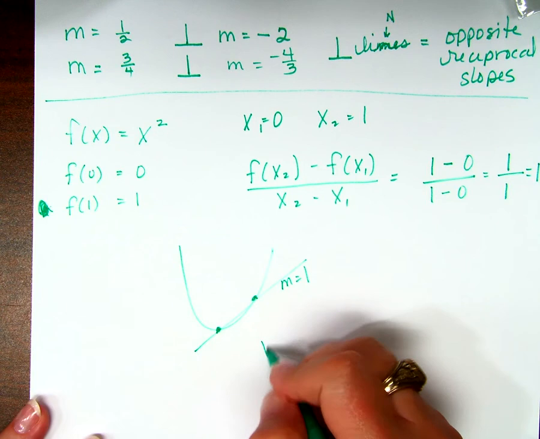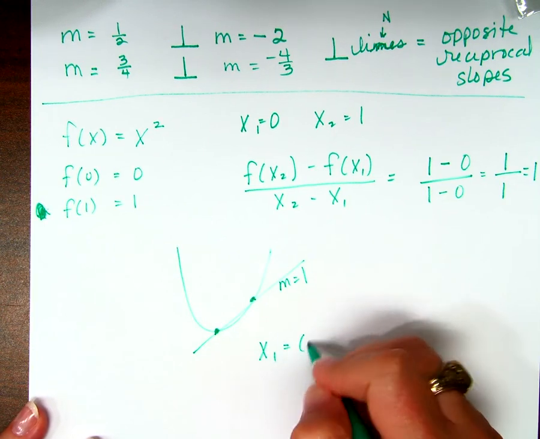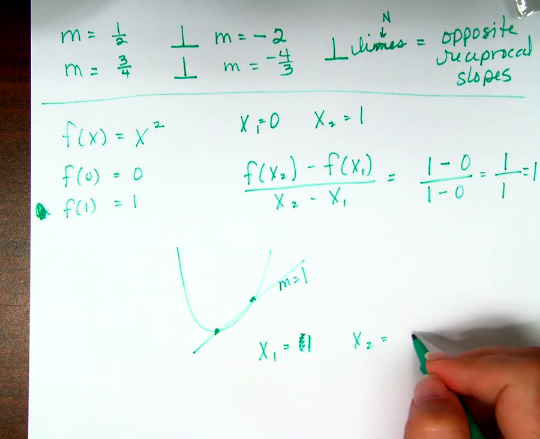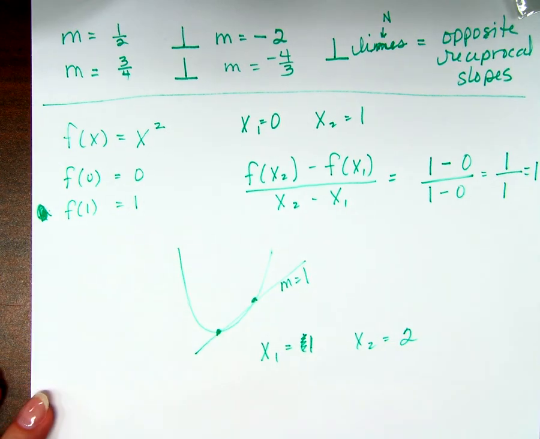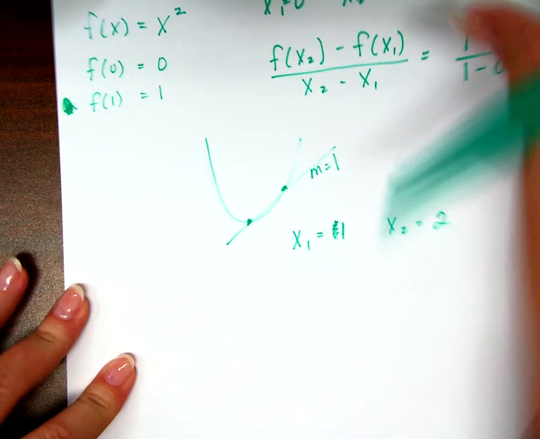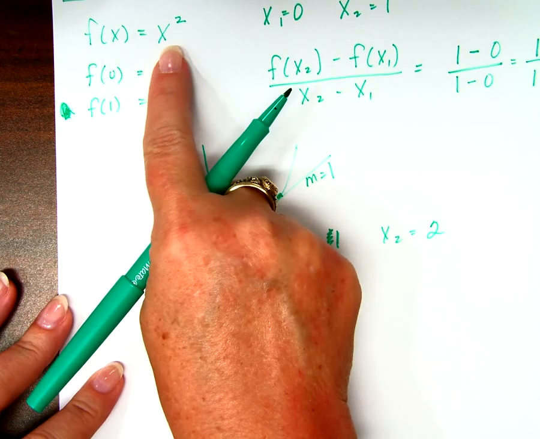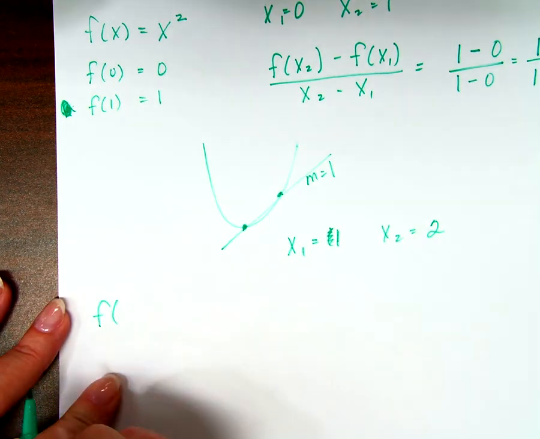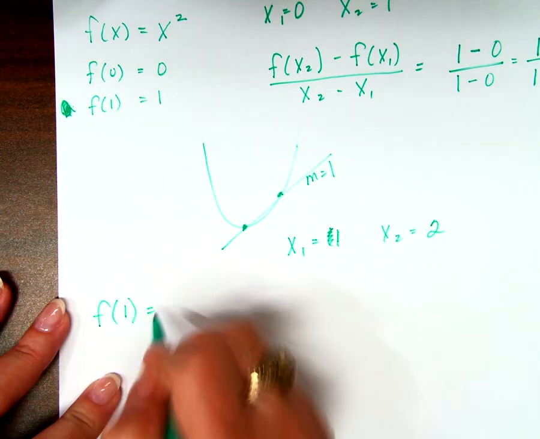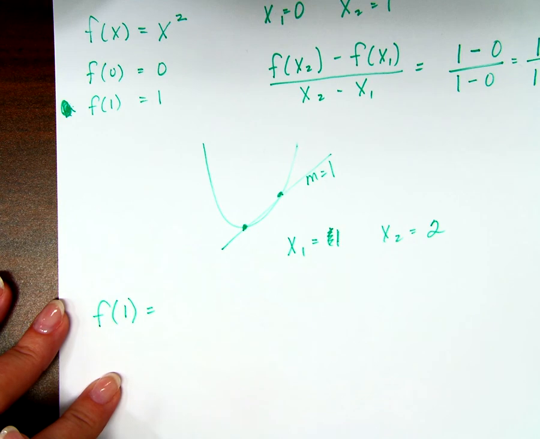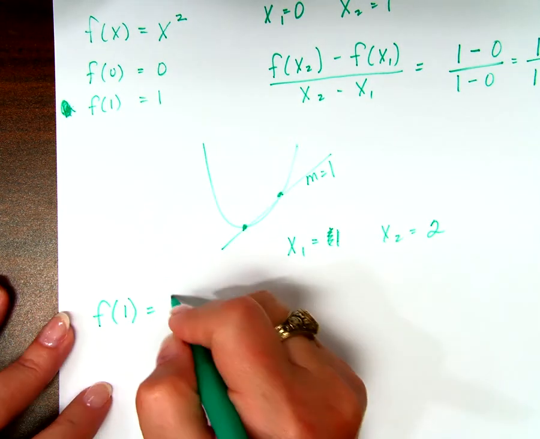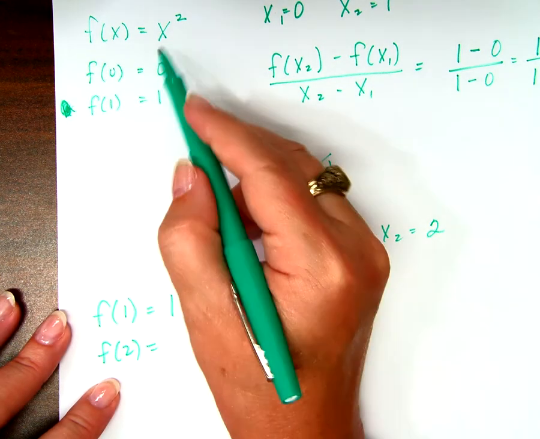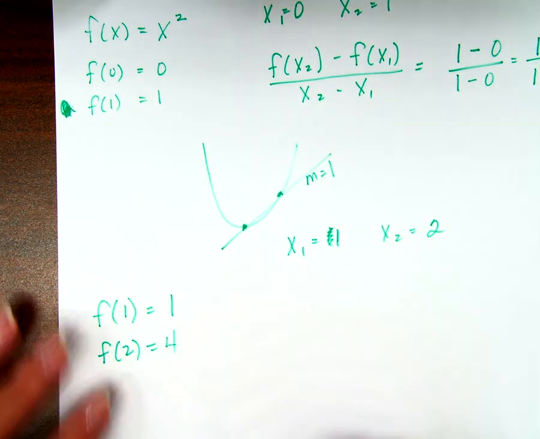What if I tell you x sub 1 is 1 and x sub 2 is 2? Well, first we have to find the value of the function, right? We're again going to use x squared. f of x equals x squared. So what is f of 1? Well, what's 1 squared? 1. What about f of 2? What's 2 squared? 4, right?